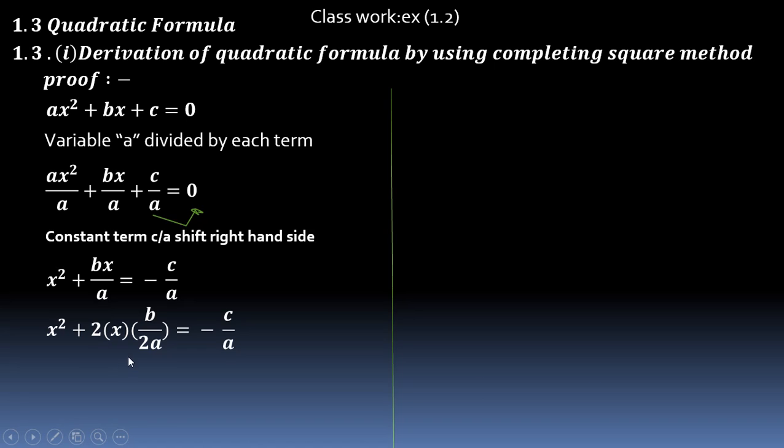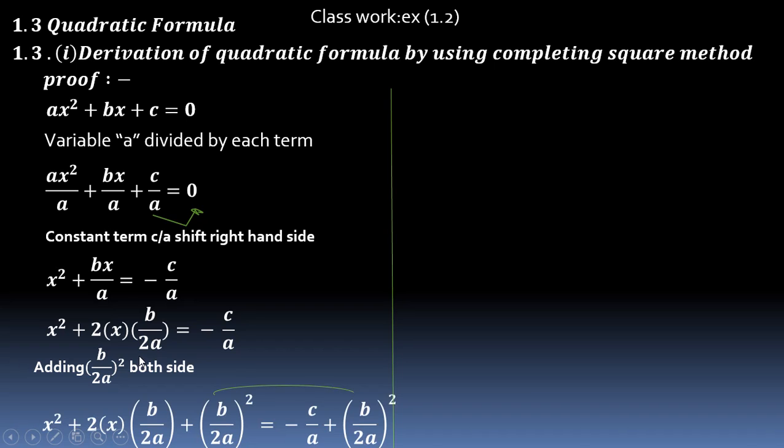2 is a balancing form. In the equation, the 2s cancel each other. 2 ones are 2, 2 ones are 2. b upon a is the value of the above equation. Adding b upon 2a whole square to both sides, then we get the perfect square. b upon 2a values added on both sides.